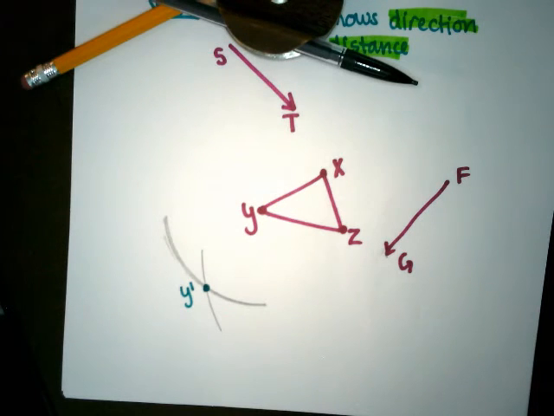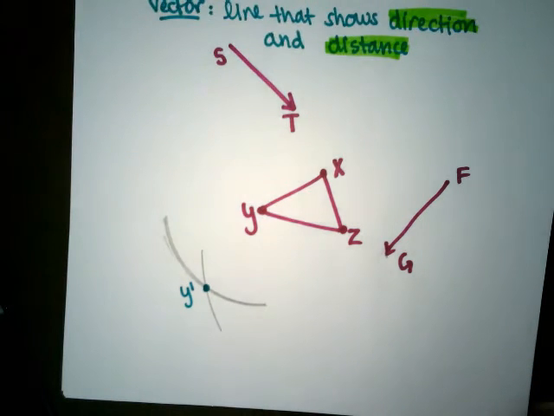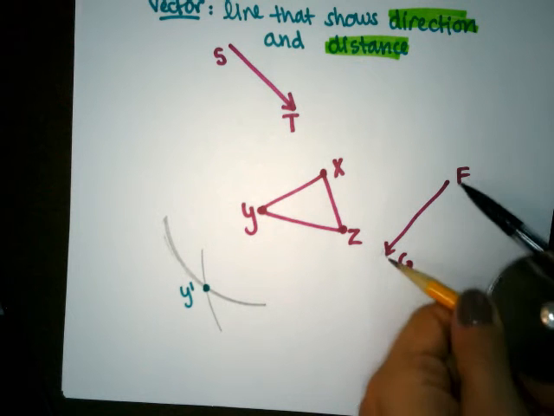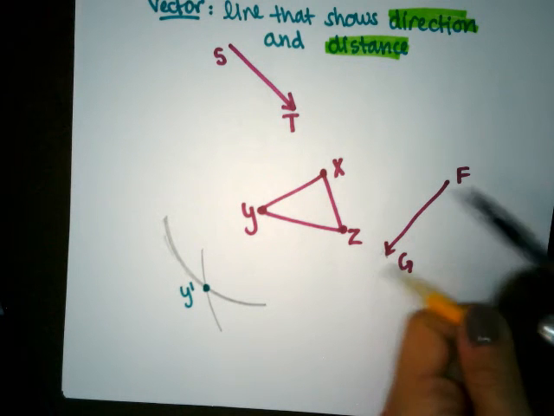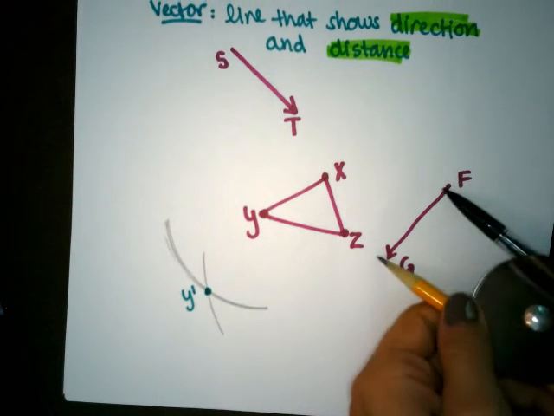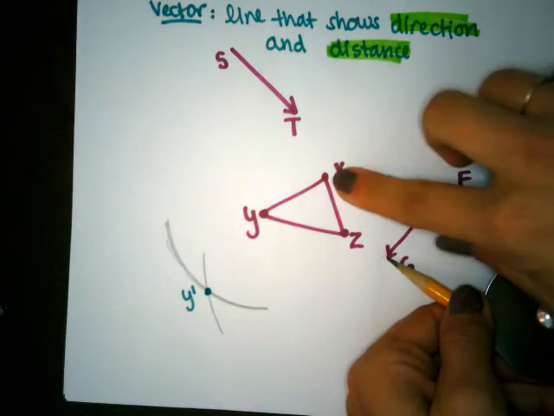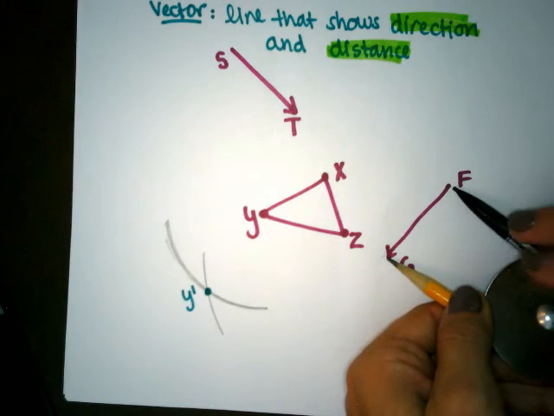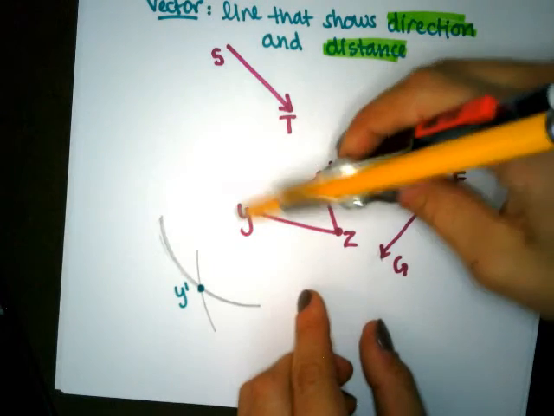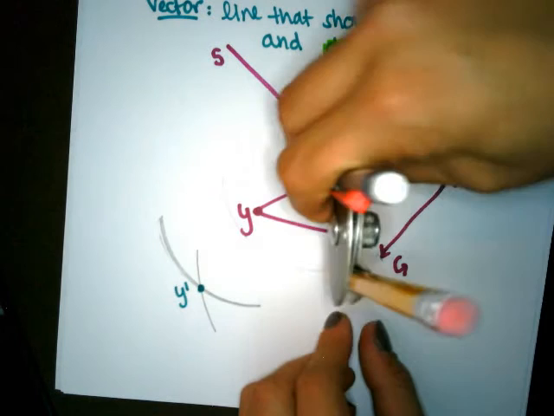All right, so I'm going to repeat it with the next one. So again, the first step is to measure, set your compass to the size of the vector. So I'm going to set my compass to the length of FG. Then this time I think I'll do X. So I'm going to draw an arc of that size from X.